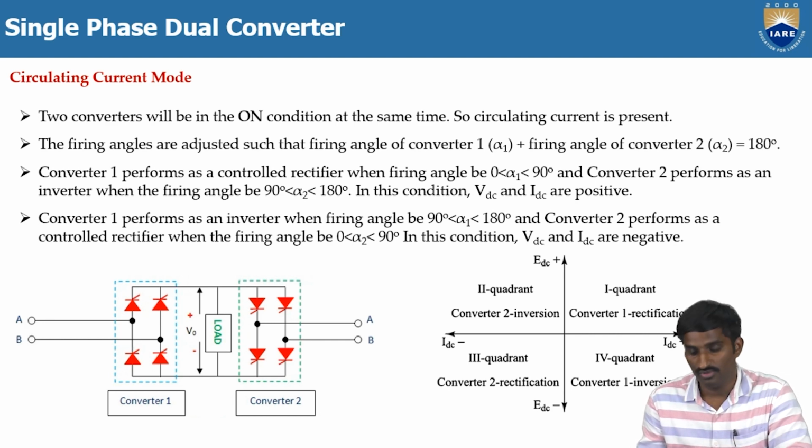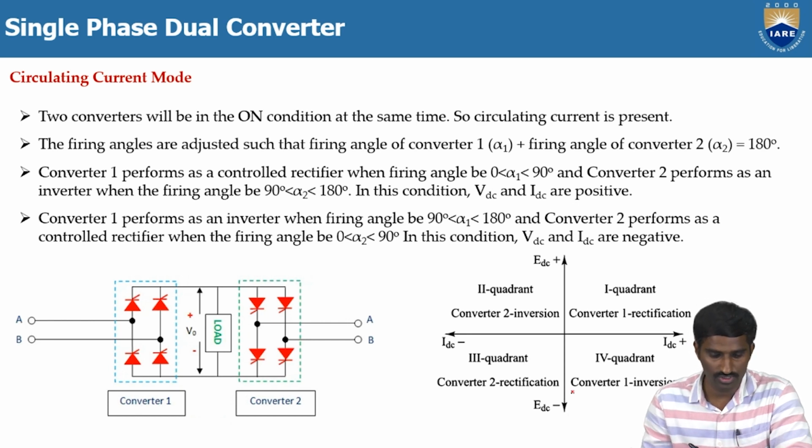You have to give the firing angle for converter 1 and converter 2 such that alpha 1 plus alpha 2 is equal to 180 degrees. Then only you will get the actual dual converter operation, either in the first quadrant, the second quadrant, or the third or fourth quadrant.